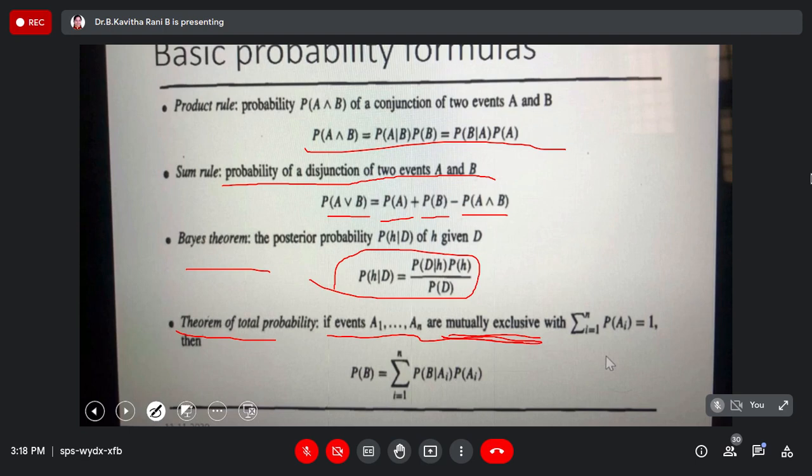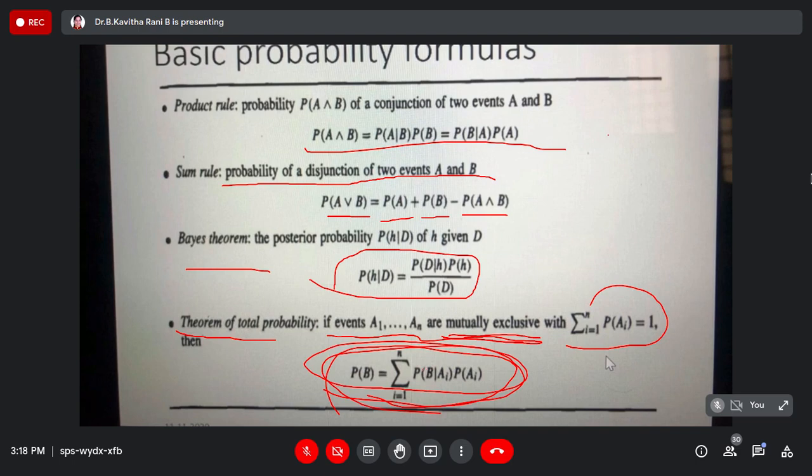So there we will be using this particular formula. If they are mutually exclusive, then all of them will share equal probability. All will be happening at equal probability. So when each and every one is occurring with the same probability, we will be using this particular formula. So these are the different basic probability formulas which we will be using in Bayes theorem.